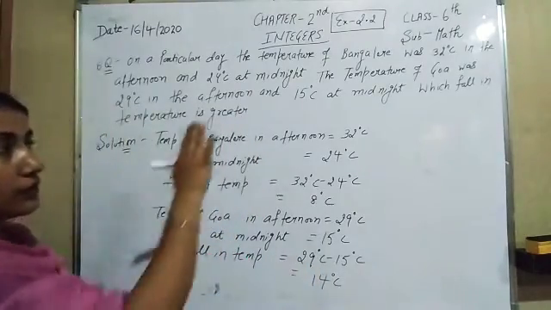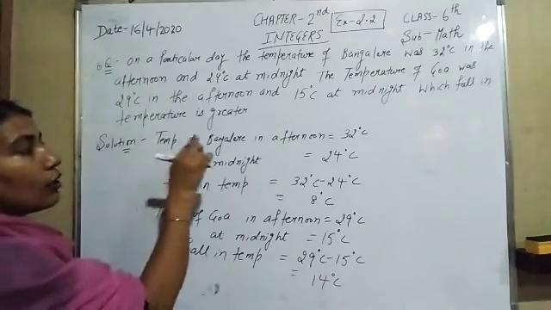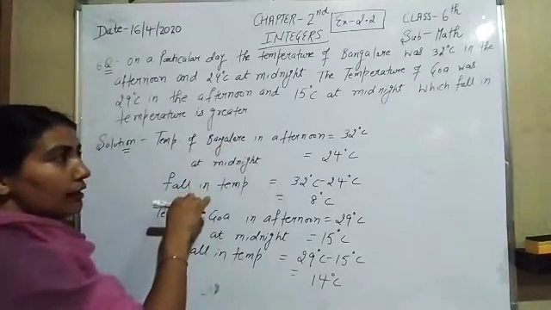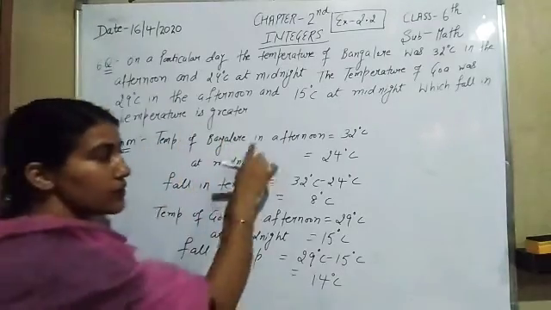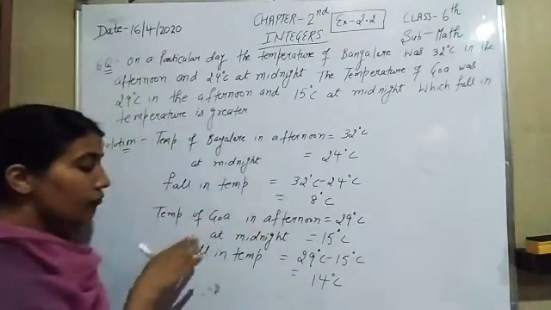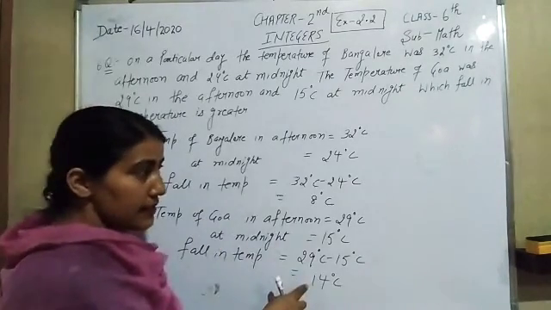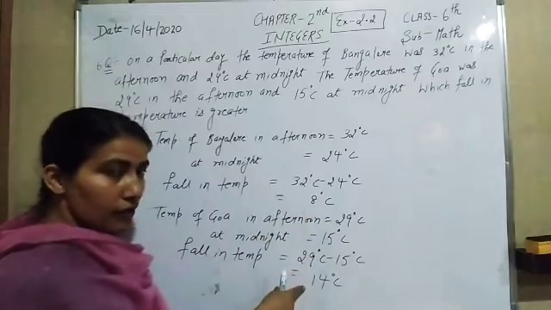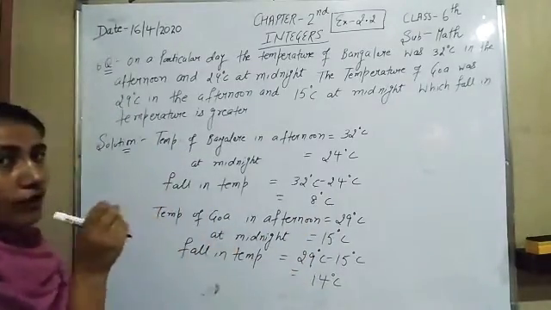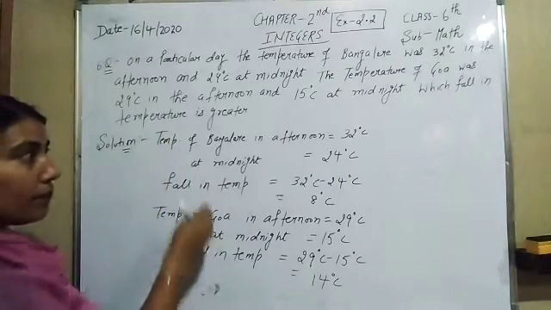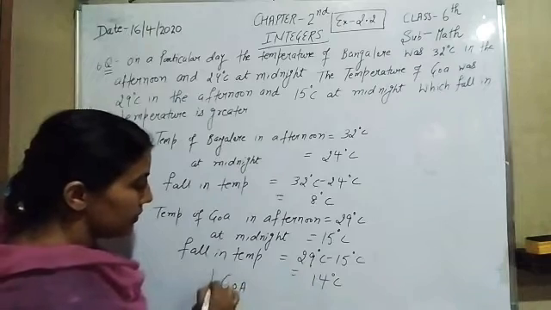Now we have to tell which fall is greater. Listen, the fall in temperature in the state of Bangalore was 8 degrees Celsius, and the fall in the temperature in the state of Goa is 14 degrees Celsius. Which one is greater? Here 14 degrees Celsius. That means in state Goa the fall in temperature is greater as compared to the state Bangalore, and your second answer is state Goa.